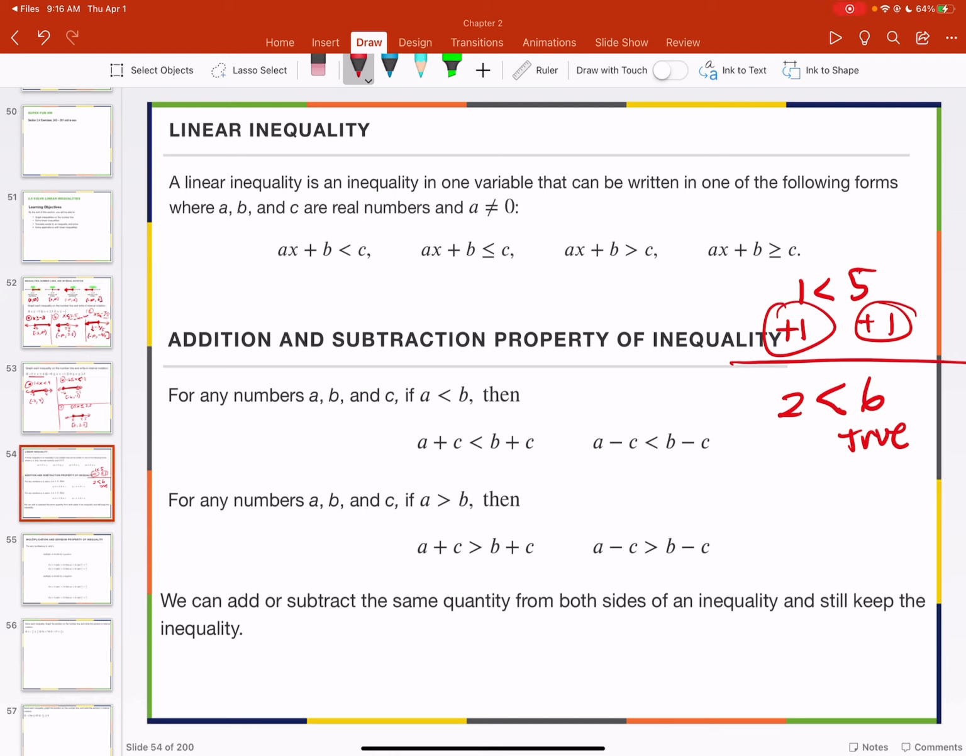So let's say here, for instance, you have 5 is greater than 1. And if I subtracted 1, I would get that 4 is greater than 0, which is also true. So it still works.